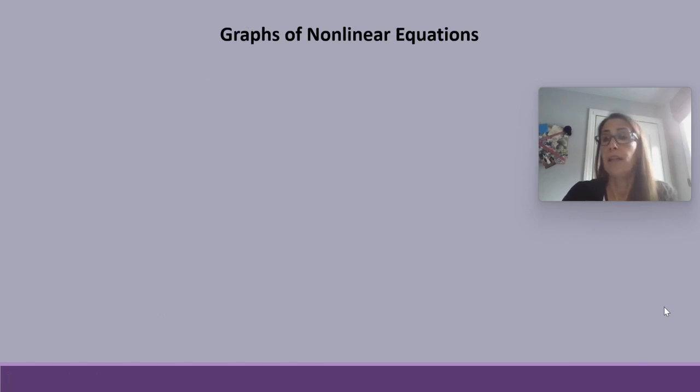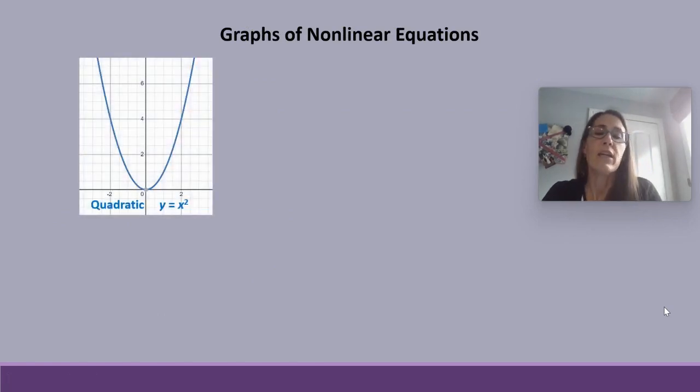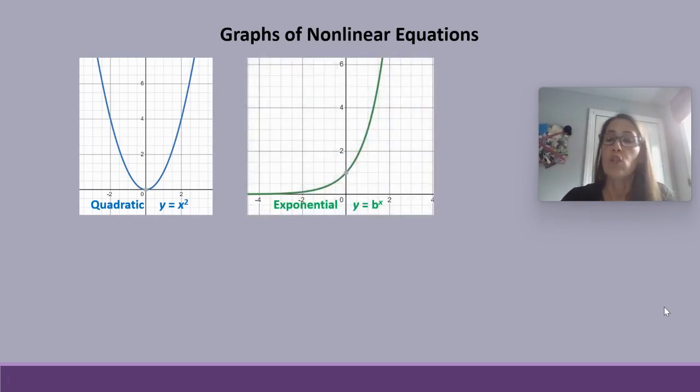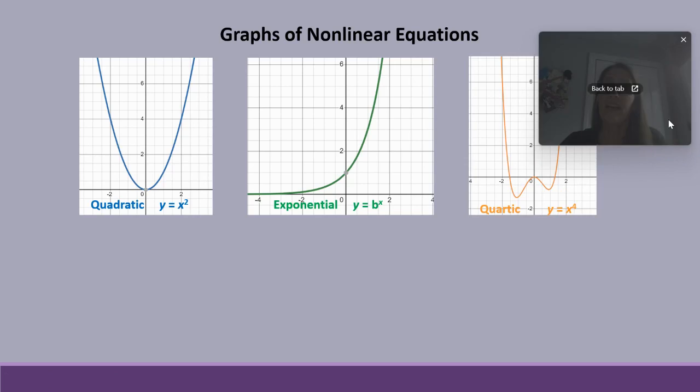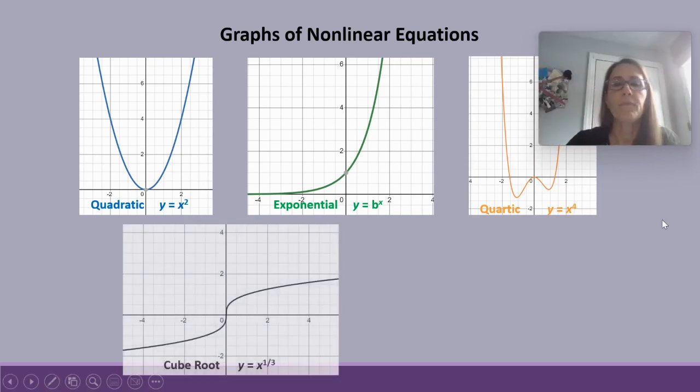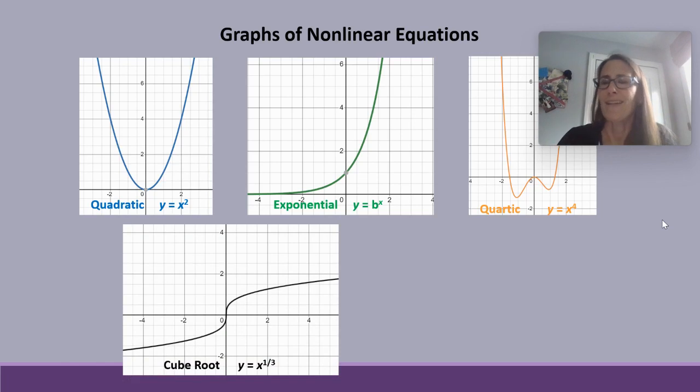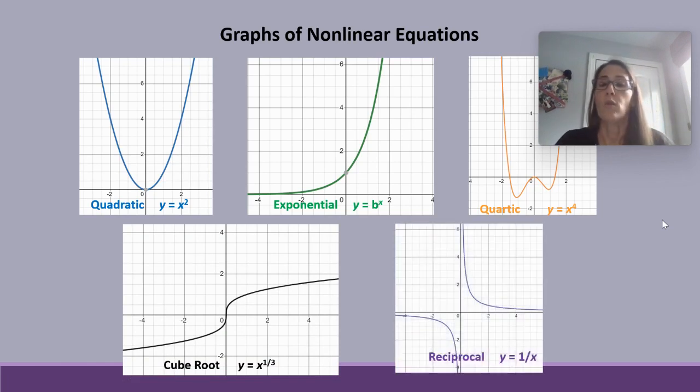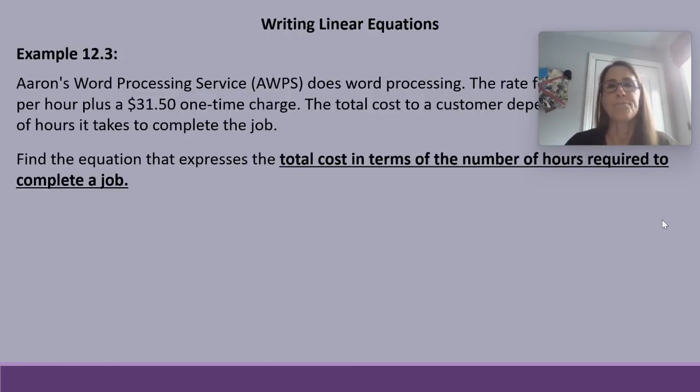So here are just a few graphs of nonlinear equations to have them in your mind. Here's a picture of a quadratic. This is y equals x squared. This is an exponential, y equals b to the x, where b is some number. This is what a quartic looks like, and that is y equals x to the fourth power. Here's a cube root function. I wrote it with a rational exponent instead of writing it as the cube root. And then this is a reciprocal function, which is 1 over x. So you can have data that might fall into one of these categories, but we're just going to be looking at linear data in this class.